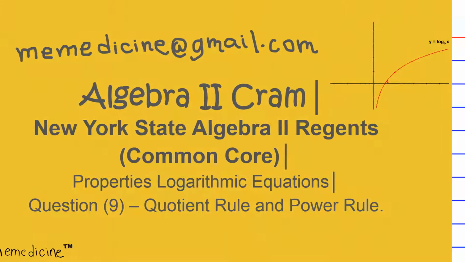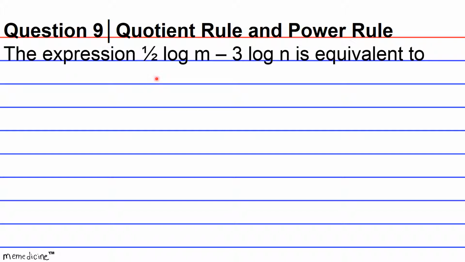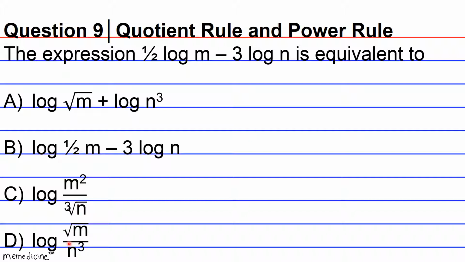Let's delve into the concept. Question 9, Quotient Rule and Power Rule. The expression 1/2 log of m minus 3 log of n is equivalent to: a, the log of the square root of m plus the log of n to the third; b, the log of 1/2 m minus 3 the log of n; c, the log of m squared divided by the cube root of n; or d, the log of the square root of m divided by n to the third. Definitely press pause if you need to, and I'll give you a moment to think.